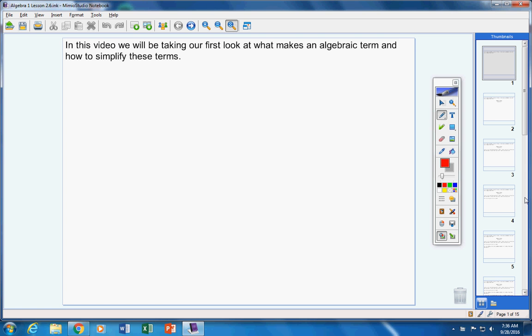Algebra 1 students, in this video today we will be taking our first look at what makes an algebraic term and how to simplify these terms. Now let me just tell you right now, you can trust me or not trust me, that's up to you, but being able to count how many terms an algebraic expression has is very important.